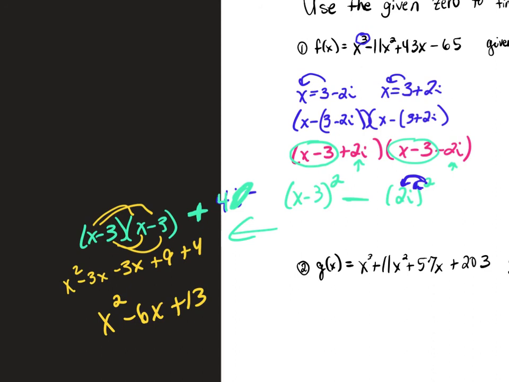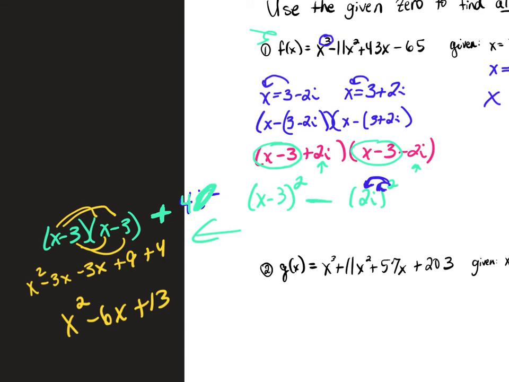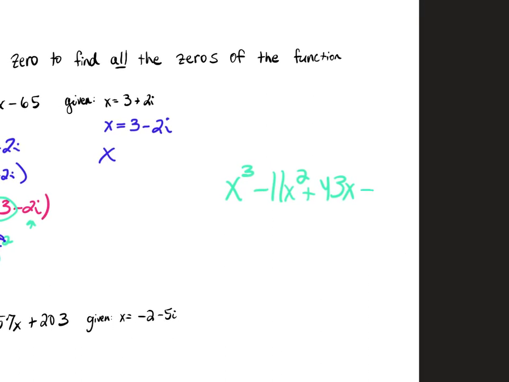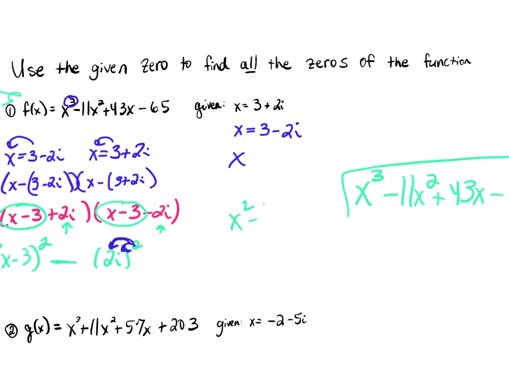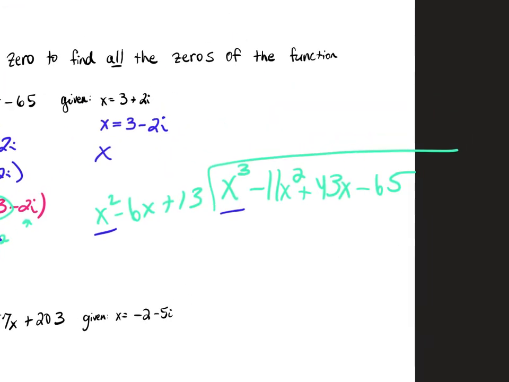Oh, you're saying by the given, the given polynomial. Yeah. So I'm going to say, okay, my given polynomial is x cubed minus 11x squared plus 43x minus 65. And I have x squared minus 6x plus 13. So let's do our long division. First term into first term. x squared times what gives me x cubed?